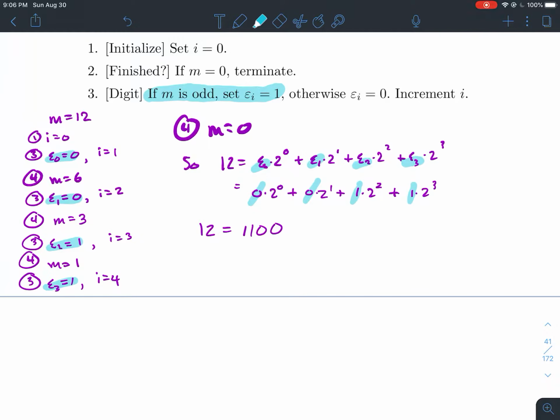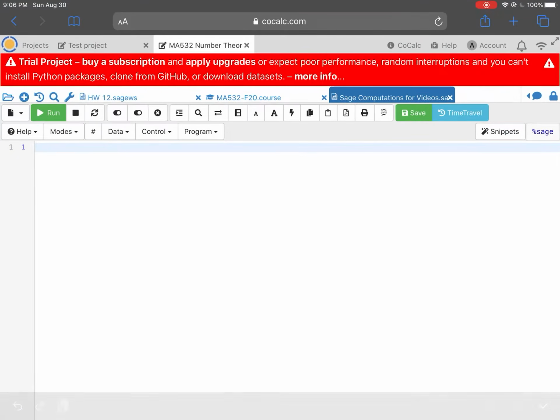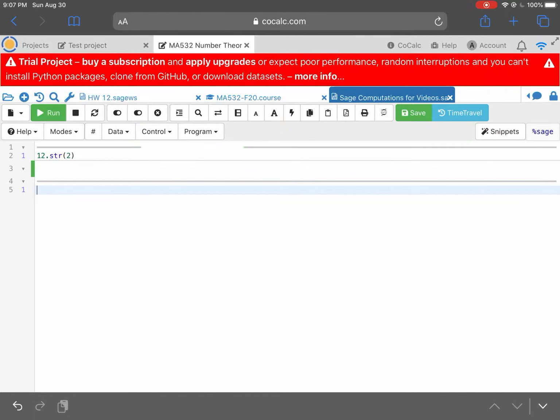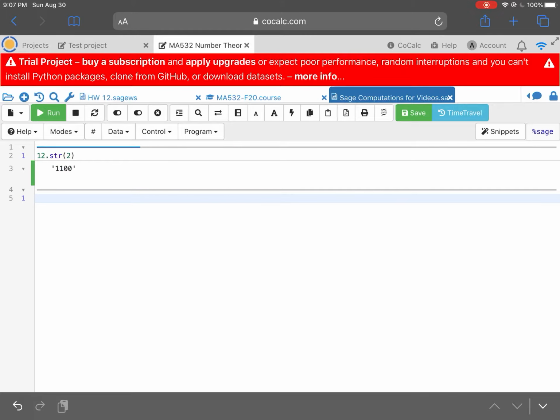And Sage can do this stuff also, so let's take a look at that. If I wanted to write a number in binary here, all I've got to do is say the number, and then dot, and then the function that I need is just str, so I mean string. We're going to think about this number 12 as a string, and I want to do it base 2, so I just do parentheses 2. When I hit enter, it's going to think for a second because it's just freshly running. And we get that 1100 should be the binary expansion of 12.